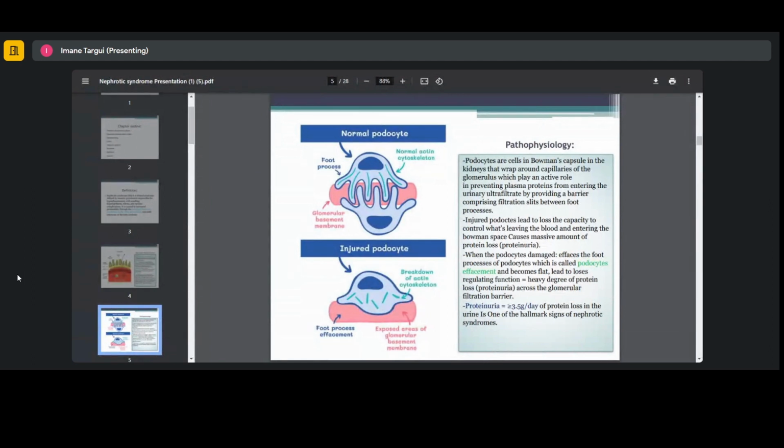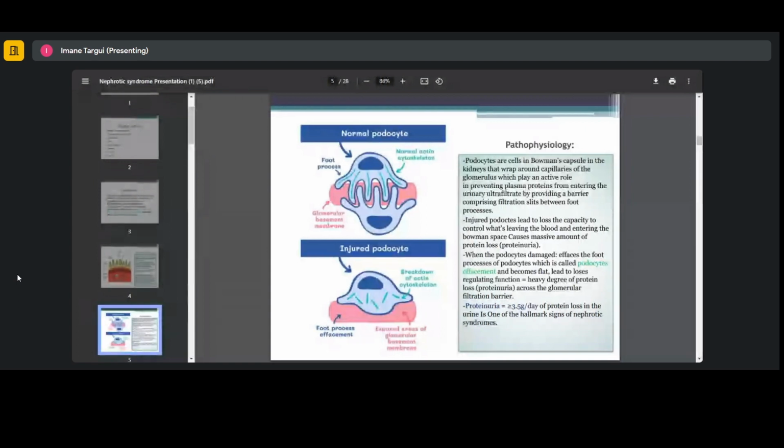When podocytes are damaged, the foot processes of podocytes efface, which is called podocyte effacement, and become flat. They lose their regulating functions, and this leads to a heavy degree of protein loss, proteinuria, across the glomerular filtration barrier.